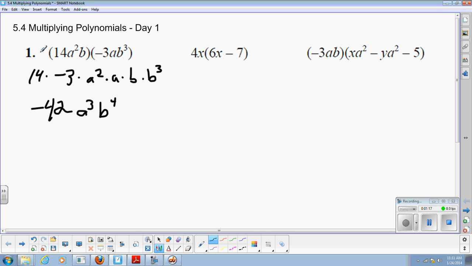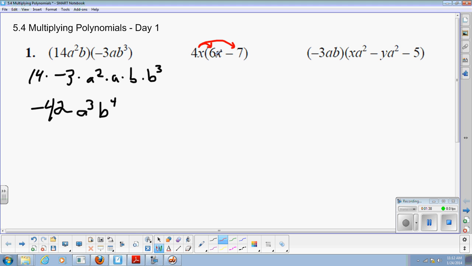That's a monomial times a monomial. All multiplication, multiply those that have the same base together, multiply your numbers together, and you get a single answer like this. Next, a monomial times a binomial. What we have to do is use our distributive property. We have to multiply 4x times both terms here.